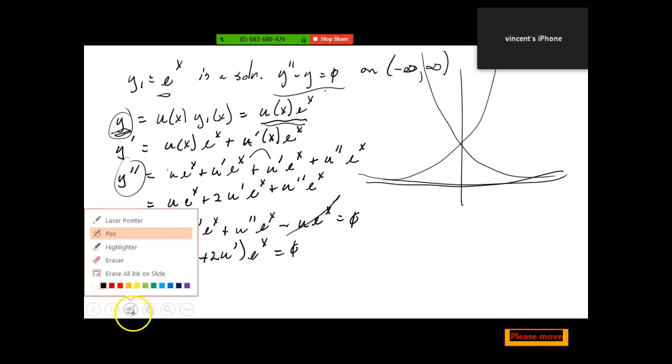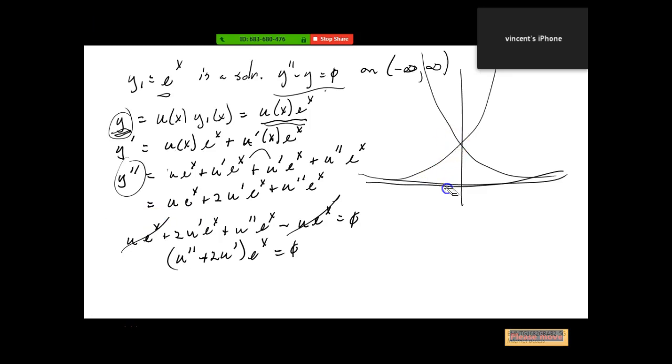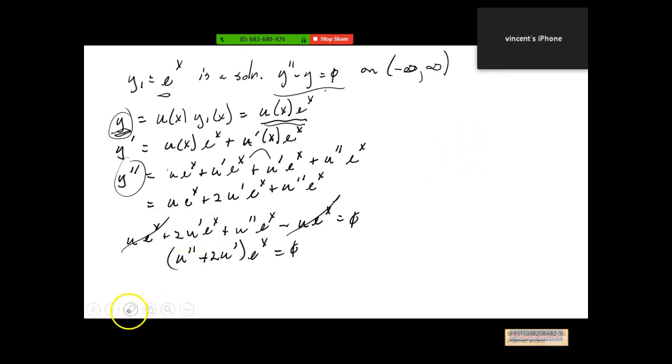So, because it's never equal to 0, that means the other factor has to be 0. So this implies that, since e to the x is never equal to 0, u double prime plus 2u prime has to equal 0.